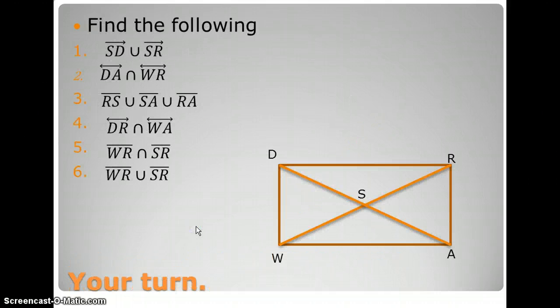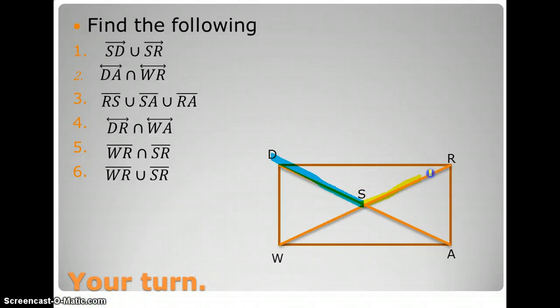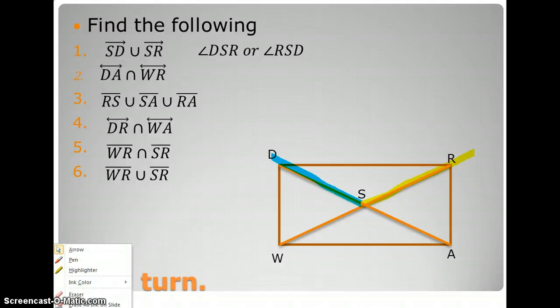Alright, so looking at what we've got on this particular slide, it says find the following. For part A, we are going to do the union, put it together, of SD and SR. So I'm going to highlight SD, and then I'm going to highlight SR, back to our trusty yellow, and I want to put them together. When I put them together, I get an angle. It's angle DSR or angle RSD. They're really the same thing, the only difference is the order that I have named them. And that's okay, because they both have the vertex at the center.